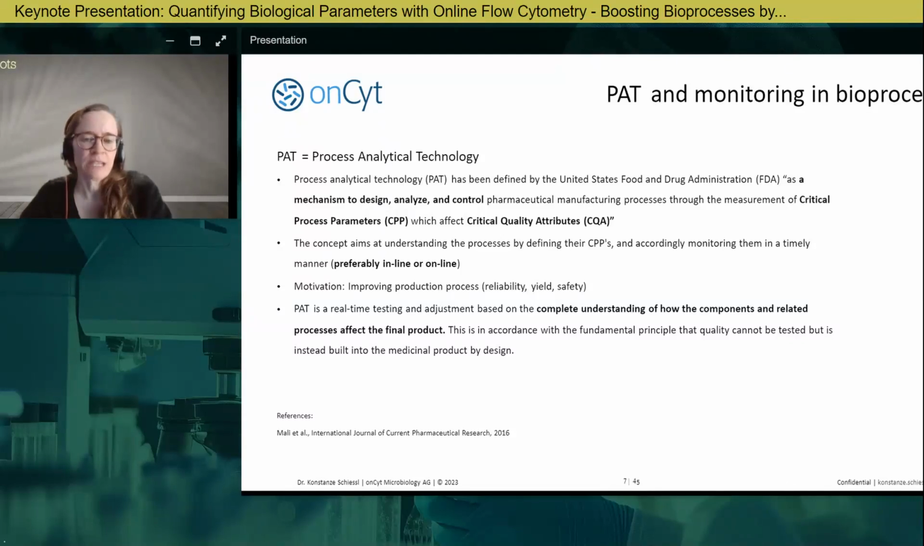So let's say in the old times, maybe you just measured the final product, and then either it was fine or was not fine. But now it's more about really measuring all along the process and knowing in real time if something is going to be wrong in the product. And then, of course, you can also react a lot faster.